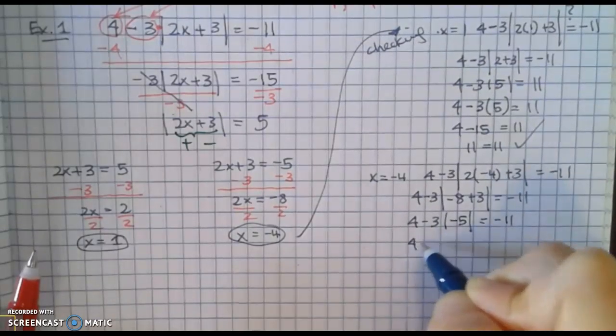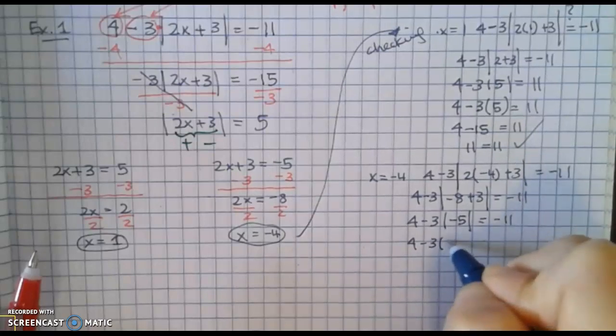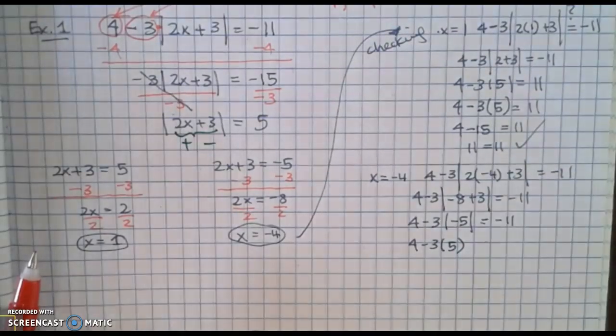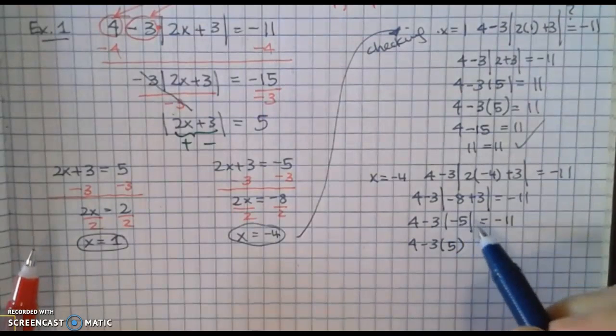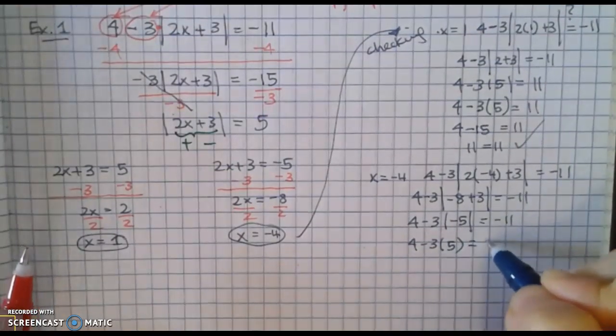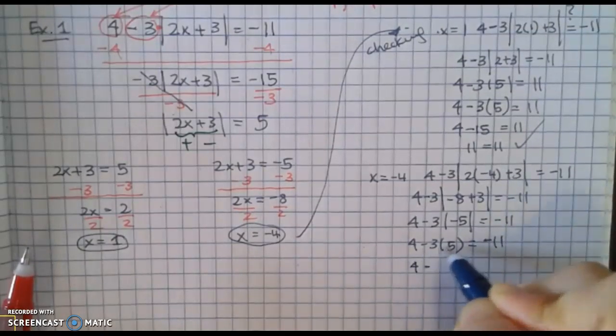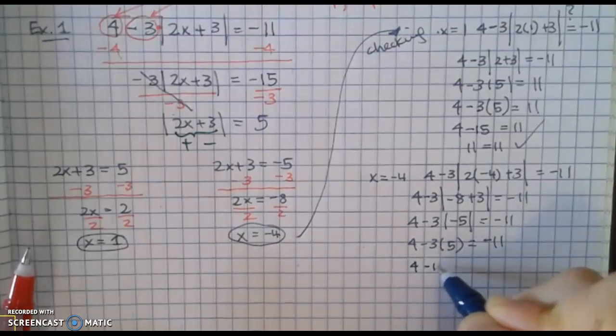And 4 minus 3 times, what's absolute value of negative 5? That's just going to be 5. Now at this point, I've gotten rid of the absolute value function by applying that principle. Okay, so then it becomes 4 minus 3 times 5, which is 15.